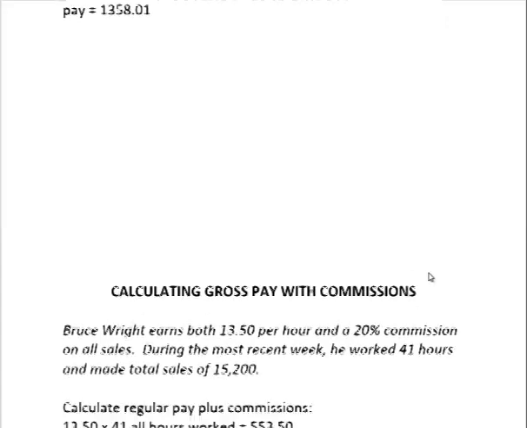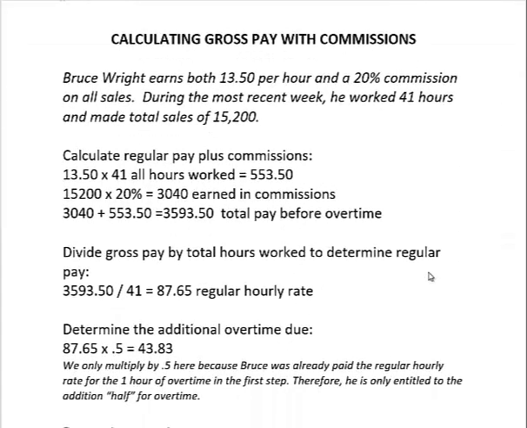Next, we're going to calculate gross pay with commissions. Bruce Wright earns $13.50 per hour and a 20% commission on all sales. During the most recent week, he worked 41 hours and made total sales of $15,200. The first thing we're going to do is calculate his regular pay plus his commissions. So he's paid $13.50 per hour and he worked 41 hours. So we're going to pay him $13.50 for all the hours he worked. And that comes out to $553.50.